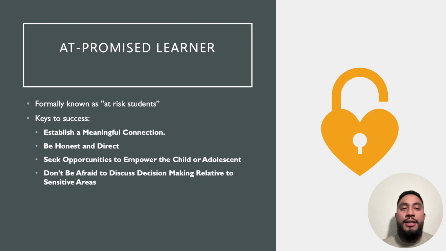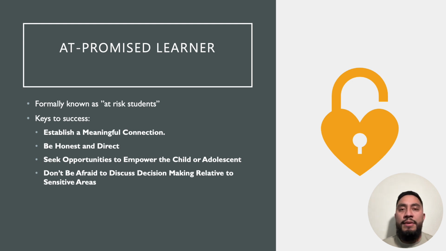The next key takeaway is to seek opportunities to empower the child or adolescent. This means many at-risk students have low self-esteem or may be going through internal challenges. As an educator, the best way to go about this is to try and lift their spirits up and engage in positive self-esteem practices with them.